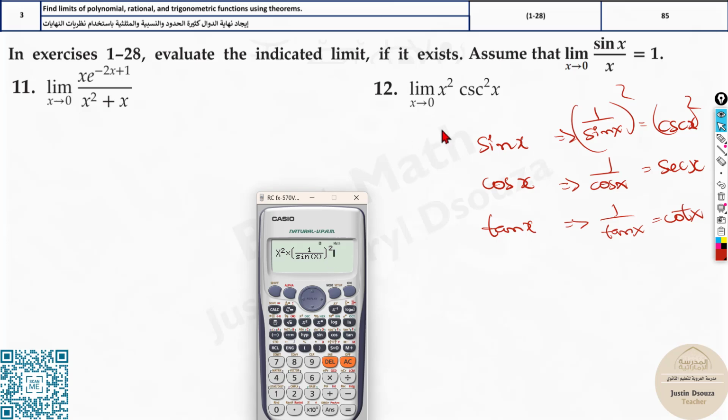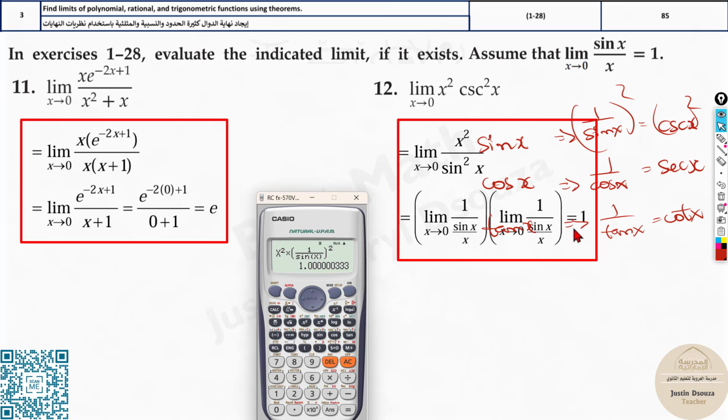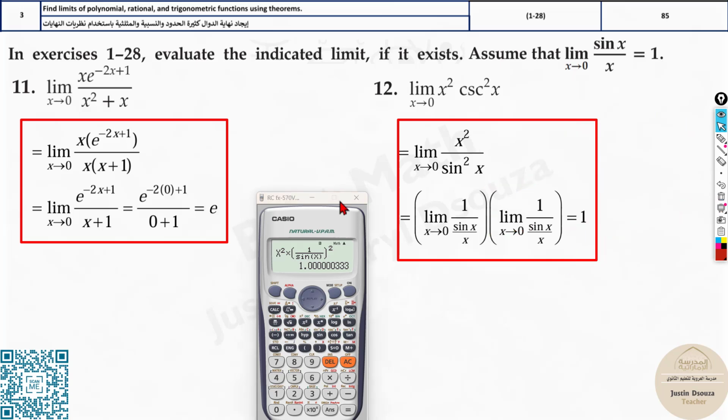And now what do we do? Calculate it at 0.001. The answer is 1. Let me calculate it at negative 0.001. The answer is 1. So the answer over here would be 1. So that's the answer. Now since an e value is there over here, let me solve this as well.